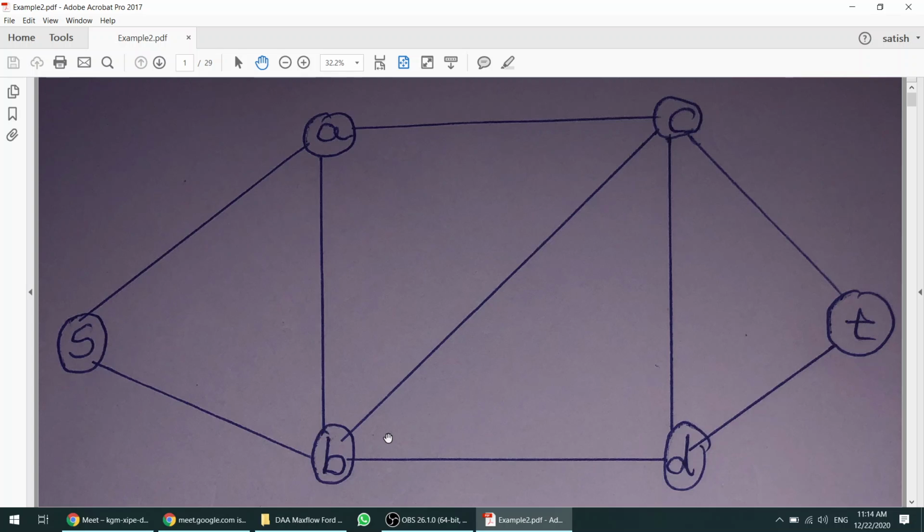Okay, so let's begin with our session. Yesterday we started the discussion about the Ford-Fulkerson algorithm for maximum flow in a network. And yesterday we saw a simple example.